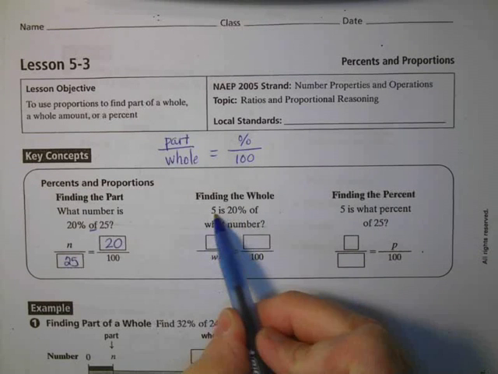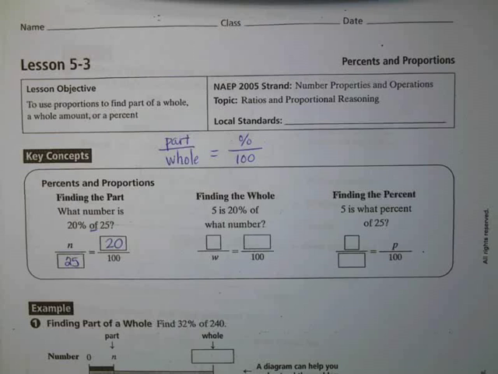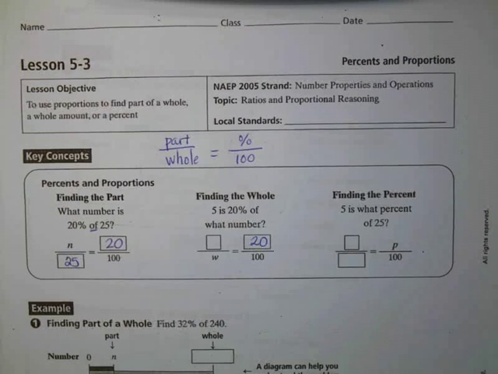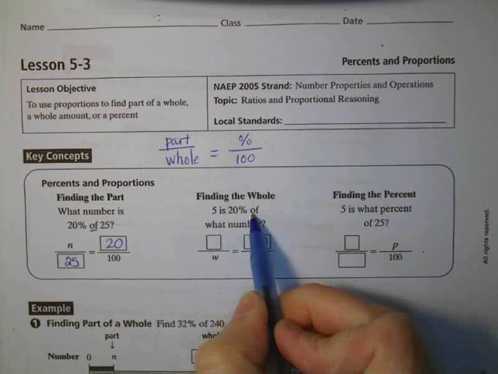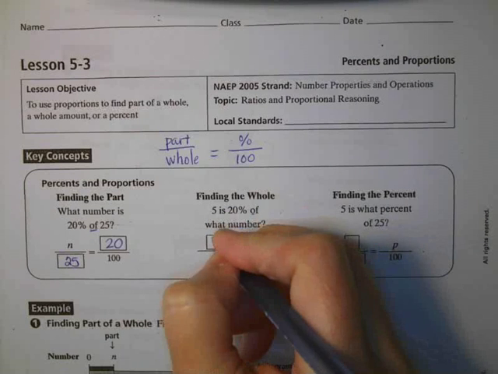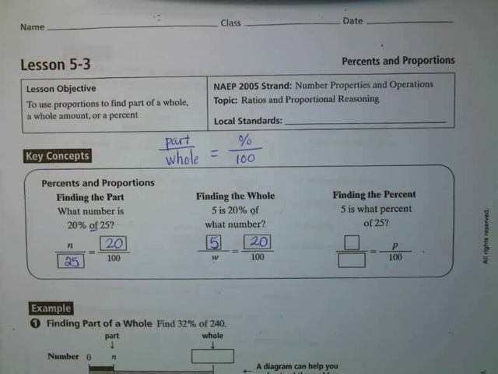Finding the whole. 5 is 20% of what number? Again, I know that 20% is 20 over 100. Then, of what number? That means my missing number is the whole, so that's the variable. 5 is the part, so 5 goes on top.